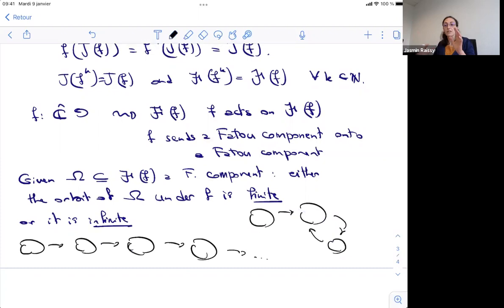So in this case, I call this case a wandering domain. And in the finite case, simply, I have a pre-periodic component.